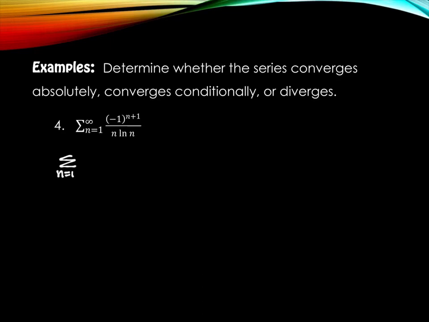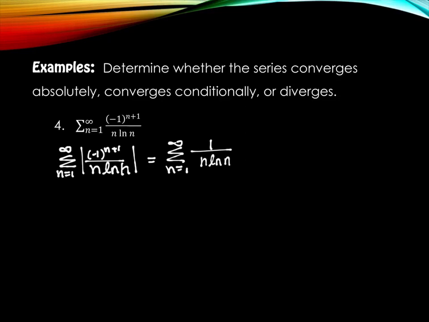So if I do the summation from n equals 1 to infinity of the absolute value of (-1)^(n+1) over n ln n, we'll get everything but the negative 1 part of it, right? So n ln n. Now what? We're going to use the integral test. I'll write mine to the side.